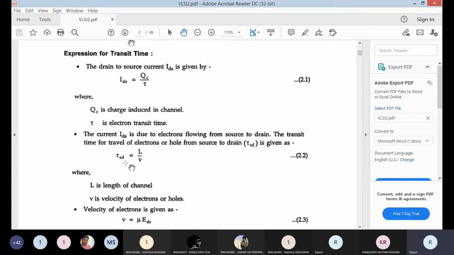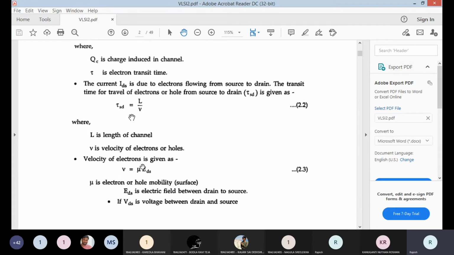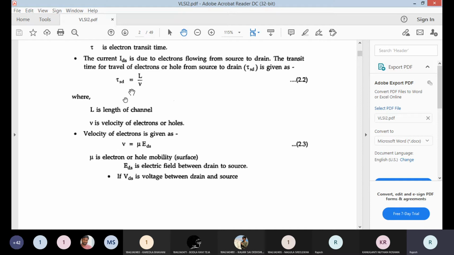Tau SD is nothing but how time is decided: distance by velocity. How much distance do electrons have to traverse throughout the channel length? The electron has to move a distance of channel length, with what? With velocity v. So time is equal to length by velocity, where L is the length of the channel, v is the velocity of electrons or holes. So the second equation you have to remember is tau SD equal to L by V. The first equation is I equal to Q by tau. Tau or T, whatever you see in the textbook reference, it is tau.